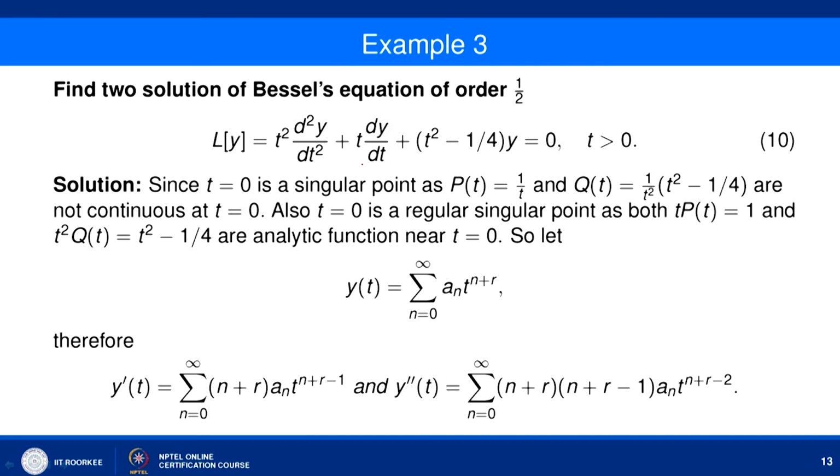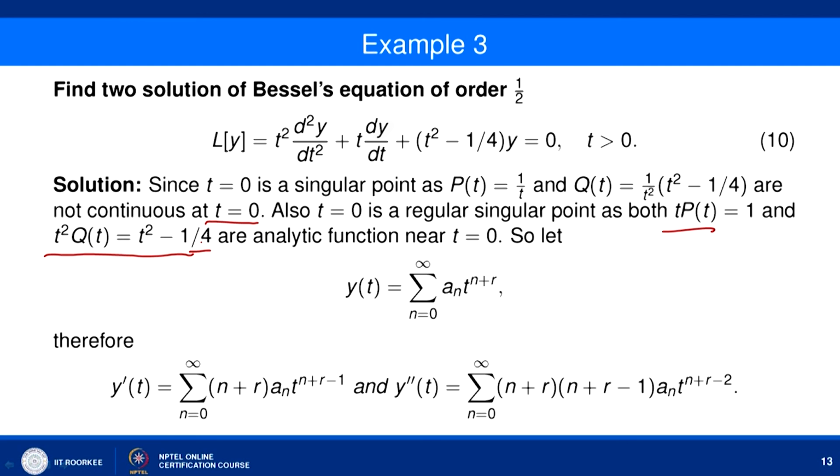Here we can easily see that t equal to 0 is a singular point, as p t is equal to 1 by t and q t is equal to 1 upon t square into t square minus 1 by 4, which are not continuous at t equal to 0. So, the first thing is to check whether it is a singular point or not. Once it is a singular point, then look at the next thing, that is whether it is a regular singular point or not. For that you look at t p t and t square q t. t p t is equal to 1 and t square q t is t square minus 1 by 4, and we can say that these two are analytic functions. So, we can say that t equal to 0 is a regular singular point.